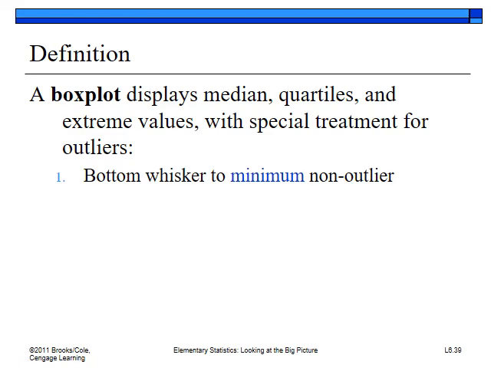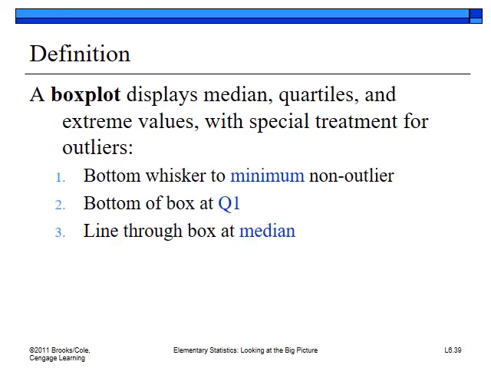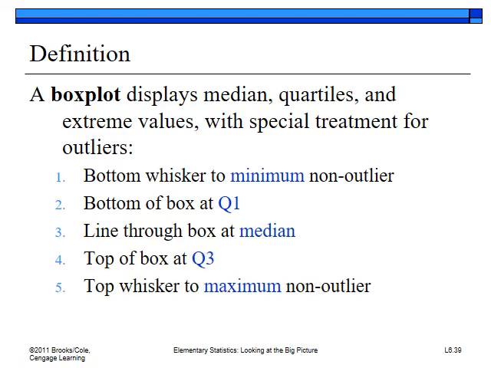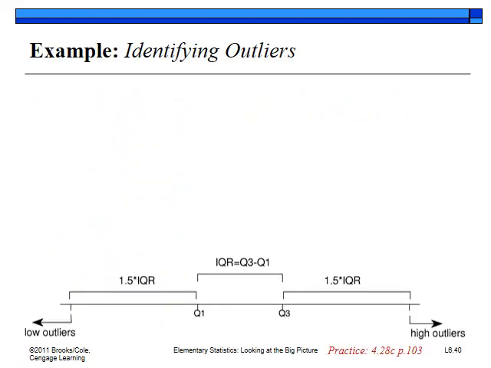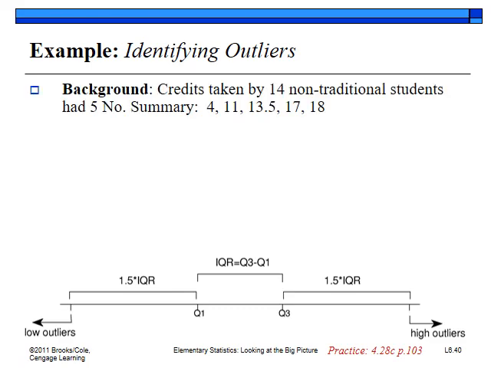The bottom whisker will go to the smallest non-outlier in our data set. The bottom of the box will be at Q1. There'll be a line through the box at the median. Top of the box will go to Q3, and from Q3 we'll extend a whisker out the top to the maximum non-outlier. If we have outliers, we'll use stars to show where they occur. Let's look more closely at identifying outliers.